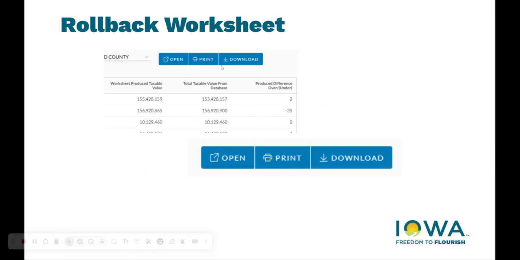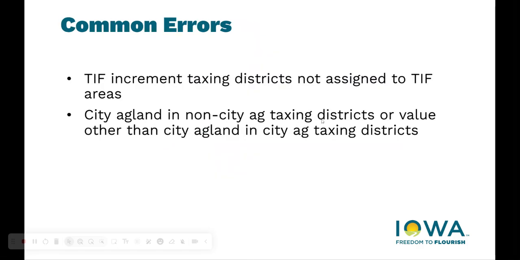In the rollback worksheet screen, you can open up the document. You can download it if you want to print it off and try to figure out where these differences are coming from. In this particular example, differences of 2 and -35 would not be something to be concerned about. But again, if you're seeing red in that final column, that means another look needs to be taken.